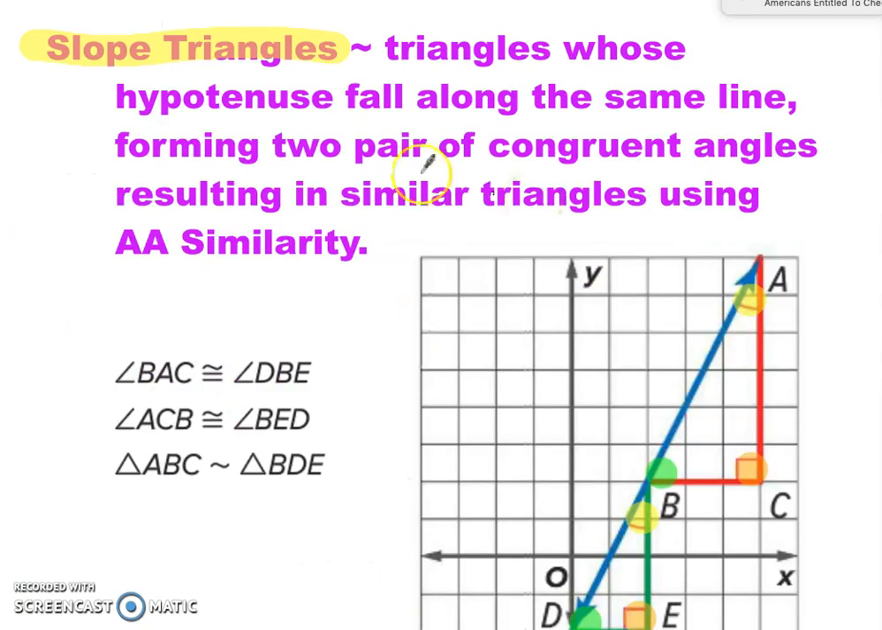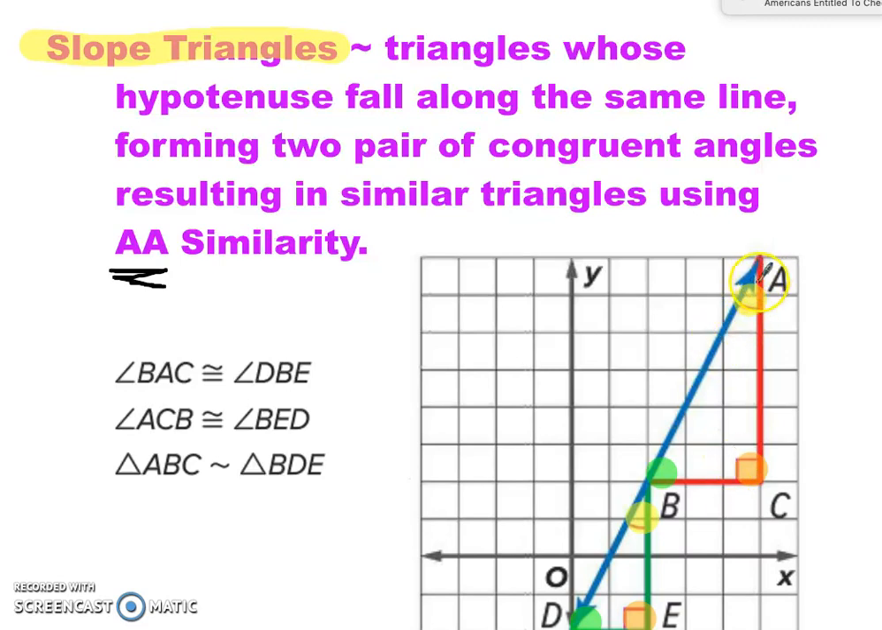Okay, so slope triangles are triangles whose hypotenuse fall along the same line, forming two pairs of congruent angles, resulting in similar triangles using the AA similarity. And this is what we worked on yesterday. So if I have a line, these two triangles are created from my line.